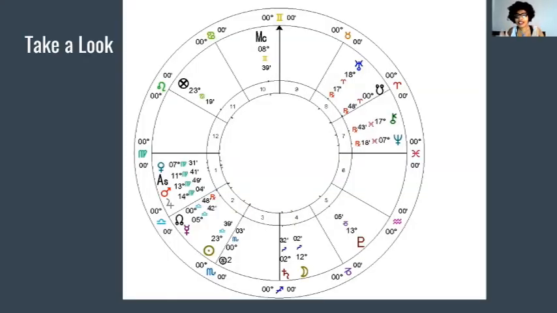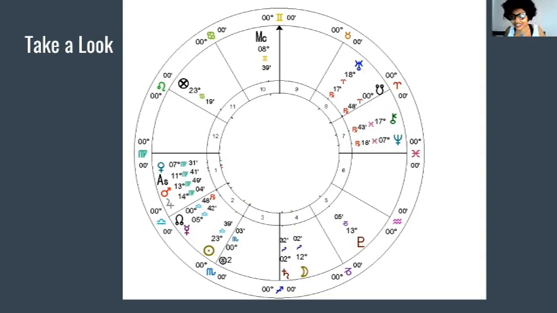Okay, so here is a chart of a friend whom I've named Sarah for the sake of this lecture. It's a fake name, gotta protect confidentiality. But this is Sarah's solar return chart. And so if we go through the steps that we've just outlined above, let's see what's going on with this chart.